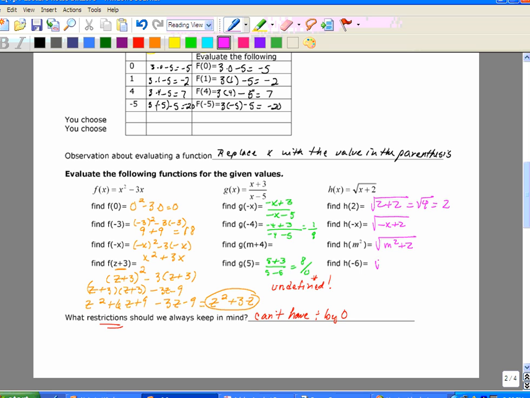And h of negative 6, square root of negative 6 plus 2, square root of negative 4. Ooh, we got an issue here with this one. Since we're only working with the real number system and not the complex number system, this one is undefined. We'll work with complex numbers later, not for now. So not only can't we have division by 0, we can't take even roots of negative numbers.